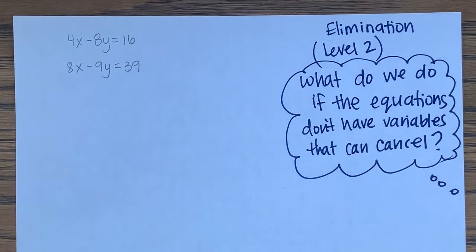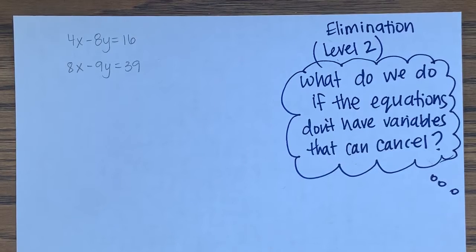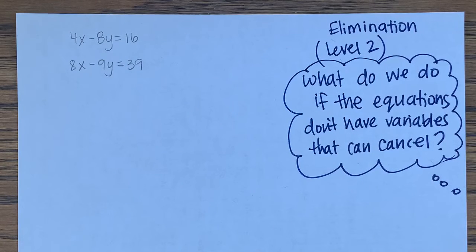Everyone, so we're moving on to elimination level 2, and the question I'm going to answer today that I know has been on everyone's mind is, what do we do if the equations don't have variables that can cancel? I know how much it has been bothering you. Here are all the answers to your questions.